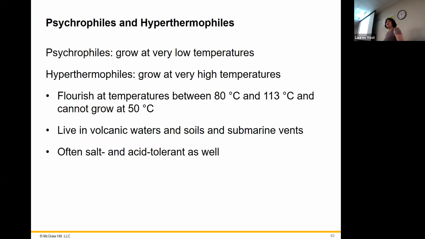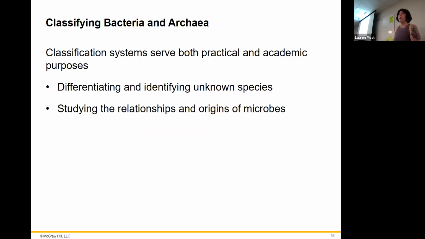We have the psychrophiles and the hyperthermophiles. Psychrophiles grow at low temperatures; they'll grow in freezing conditions. And we have the hyperthermophiles. I feel like that sort of says what it is, right? Super high temperatures, so above boiling. We're talking about 113 degrees Celsius. They flourish at that temperature. 100 degrees Celsius, in case you don't remember, is boiling.